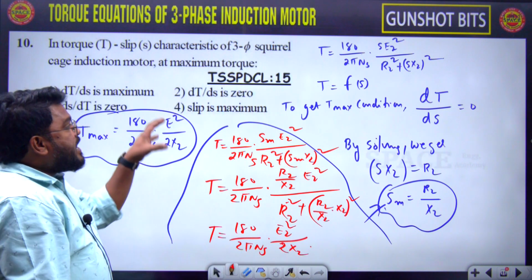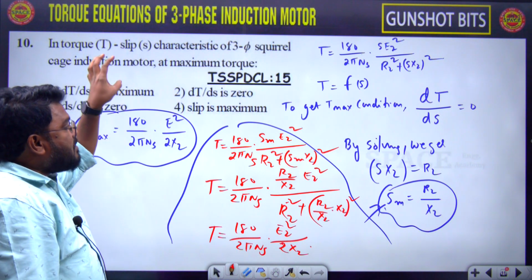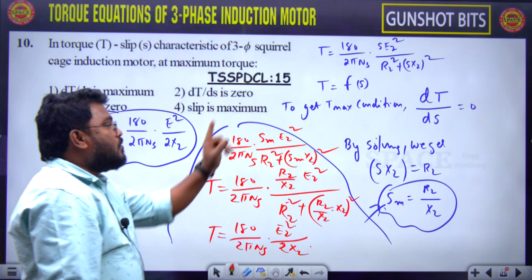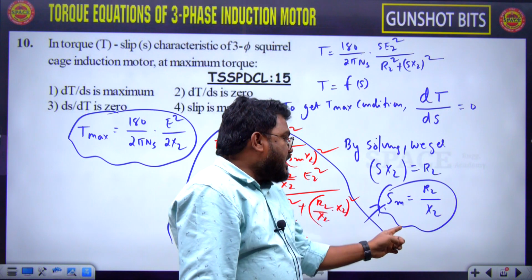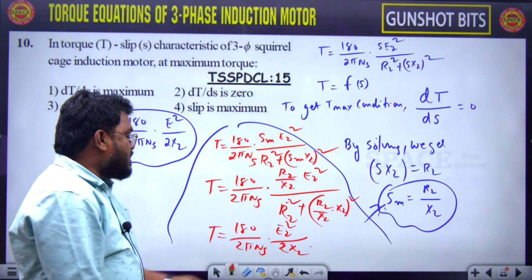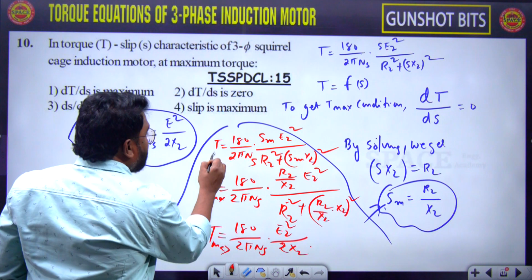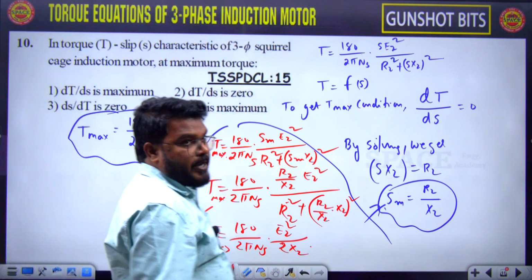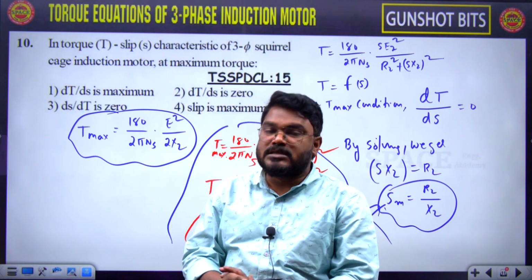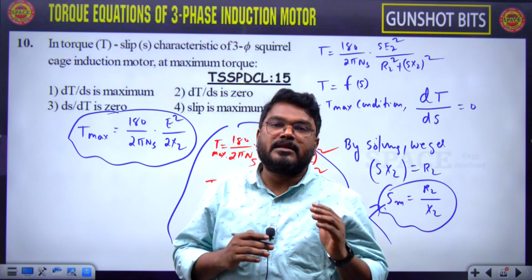So in order to get the maximum torque equation, we differentiate the torque with respect to the slip and make it equal to 0, and we get the condition. After getting the condition, we substitute it in the torque equation and get the maximum torque equation. So this is the maximum torque of the motor, T maximum. So this was my question 10 in the concept of torque slip characteristics of the 3-phase induction motor. I hope you got it. Thank you very much.